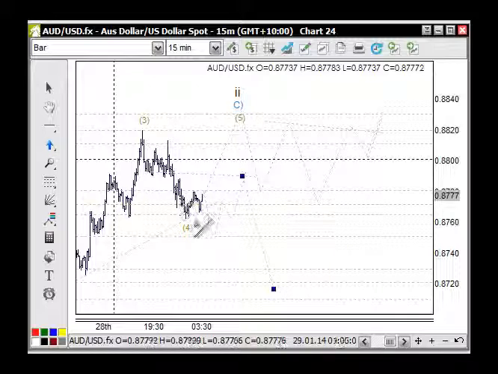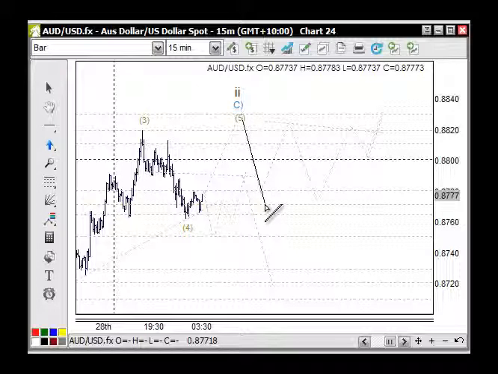So look for that. Look for this move up through here. And if that's the case, then it can just move straight down from here as well, and that's what we would expect. And you'd be taking this low out here to go lower through here after the retest back into here, and a breaking of this here.